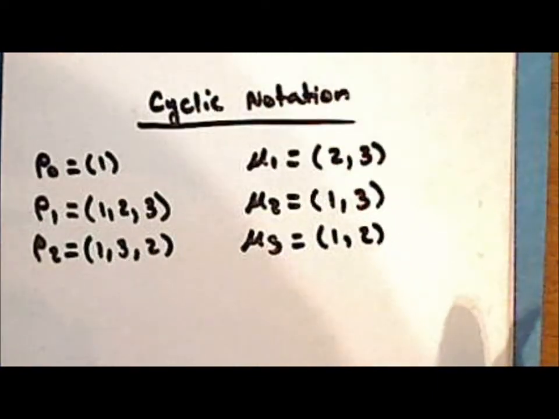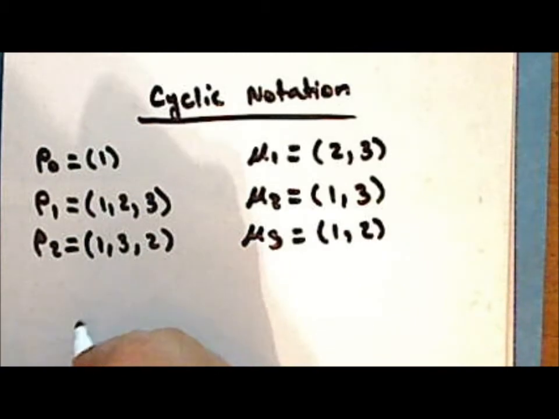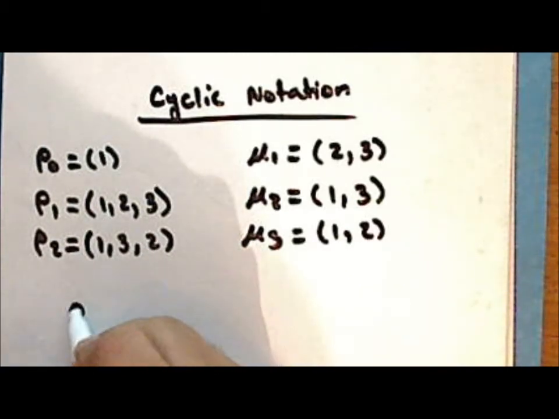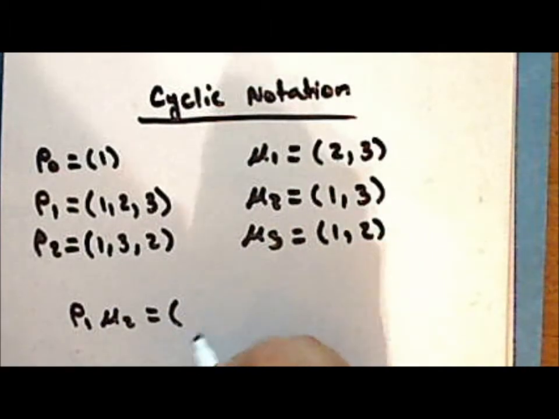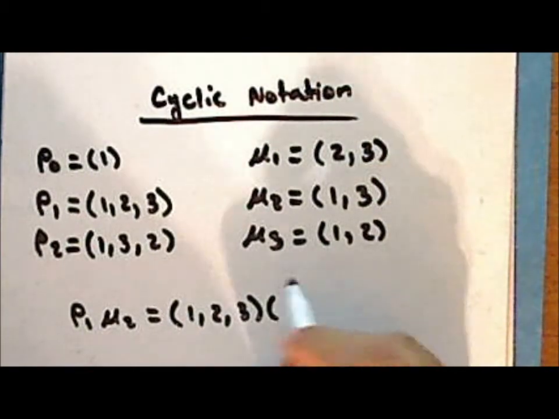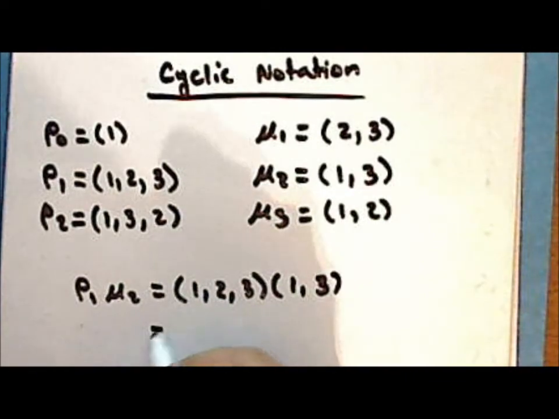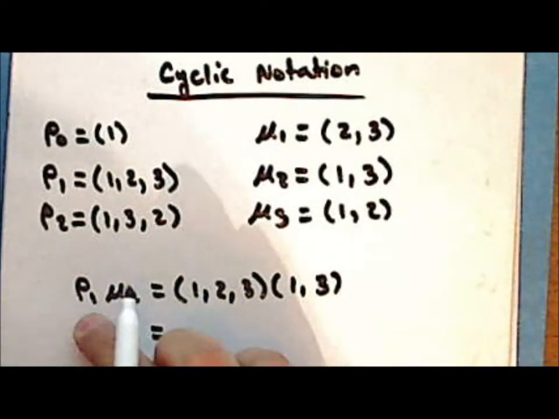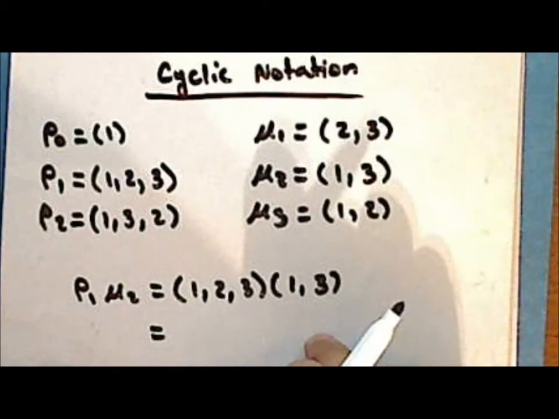So let's look at multiplication of the elements in cyclic notation. So we'll look at rho sub 1 times rho sub 2. This is the cycle 1 to 2 to 3 back to 1 times the cycle from 1 to 3 and back to 1. Again, multiplication is really the composition of two maps, and so we always apply the map on the right first.